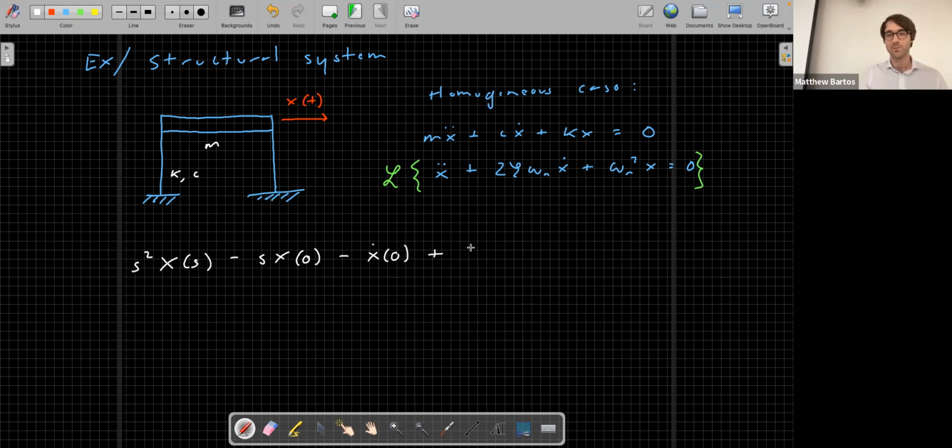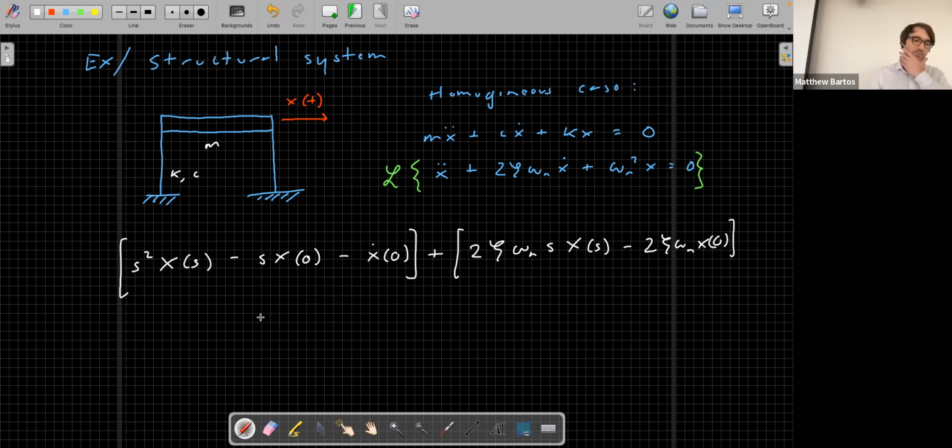For the next term, we will end up with 2 zeta omega n times s X of s, exactly. And we also have to account for the initial conditions on this term as well. So let me just group these to make it clear what I'm doing here. We will have minus 2 zeta omega n times our initial displacement x at time 0. And our final term here is just going to be the natural frequency squared times X of s equal to 0. I'll just group that one too.